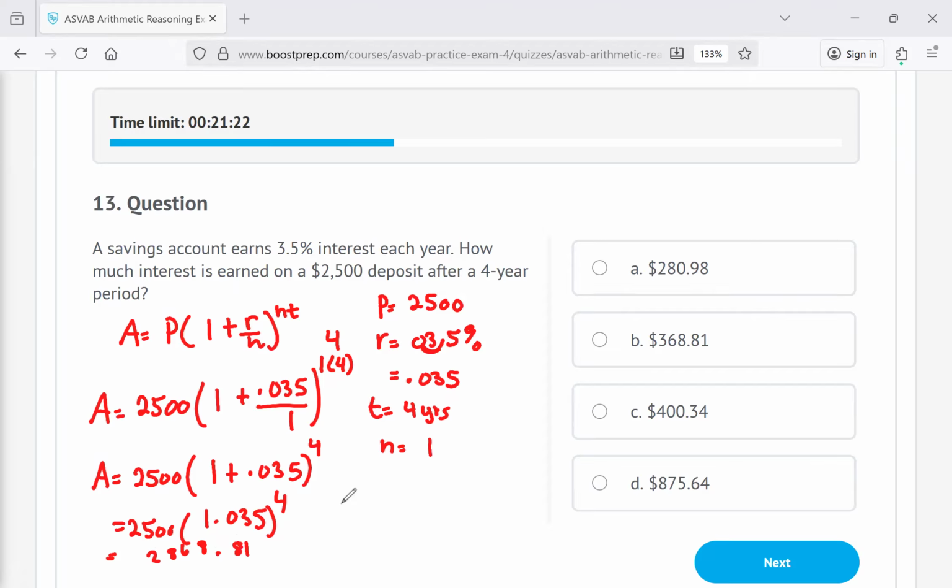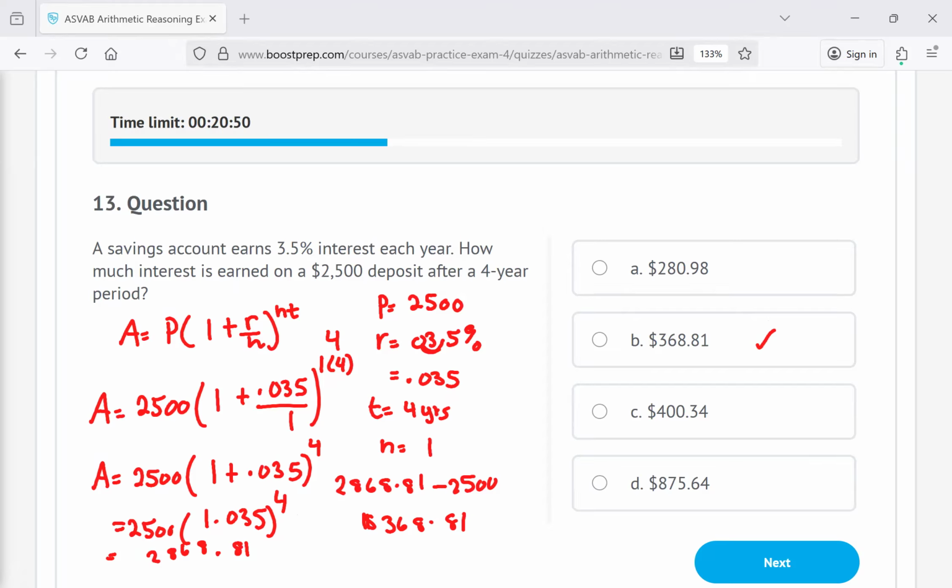2868.81. So what you gotta do to find the interest is subtract this amount by your original 2,500, right? You're gonna subtract 2868.81 minus 2,500, and you should get 368.81, right? It will be letter B. So I don't know how you're going to do this without a calculator. I could not do this; I tried doing it without a calculator.